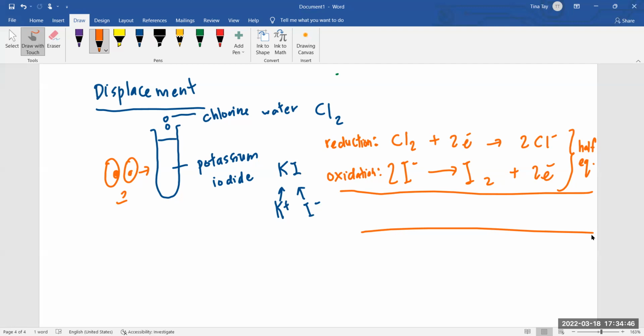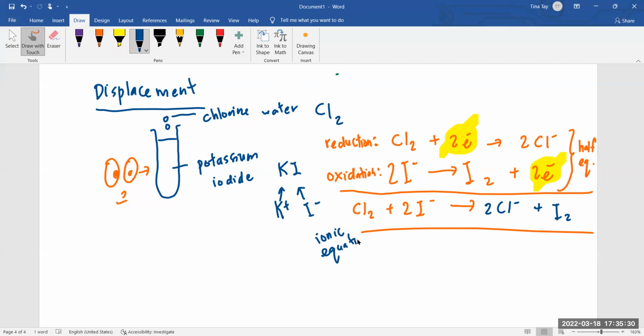Okay, are you ready? All right, now you can combine these two together to form an ionic equation. Chlorine, iodide. It's like your math simultaneous equation. The two electrons in front and the two electrons at the back can cancel each other out. The arrow is the same as equals to. So this plus this equals to this plus this. Chloride plus iodine. Okay, this is called an ionic equation.